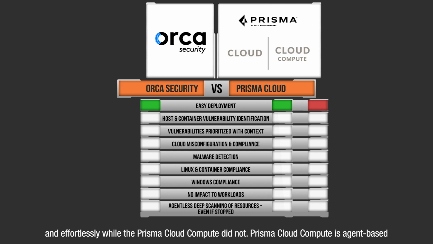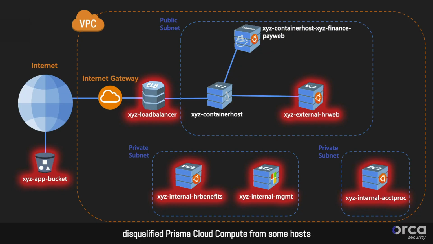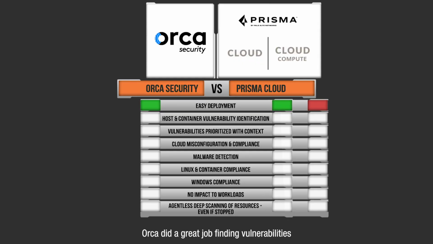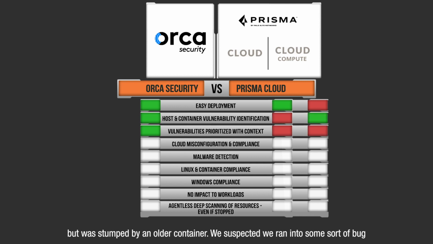Prisma Cloud Compute is agent-based, and as such requires installation on each asset you want protected, whereas Orca requires installation only one time. We also had problems with older operating system support, which disqualified Prisma Cloud Compute from some hosts and containers. Orca did a great job finding vulnerabilities, and quite a bit more, wherever we pointed it. Prisma Cloud Compute found vulnerabilities as well, but was stumped by an older container.